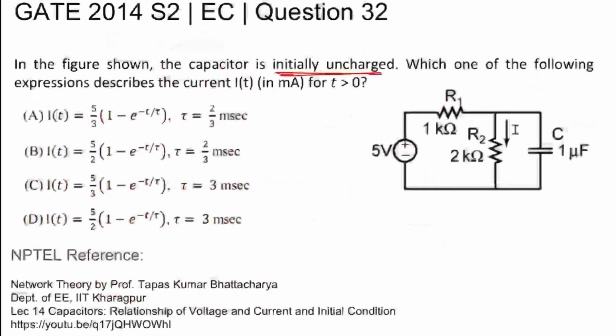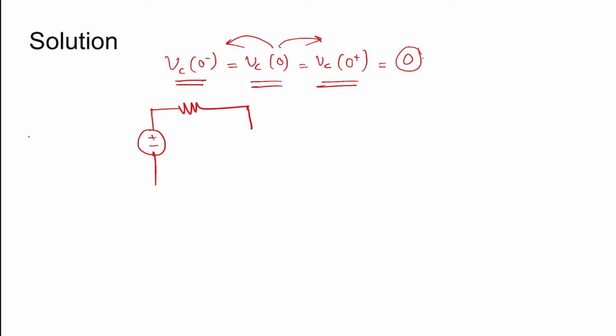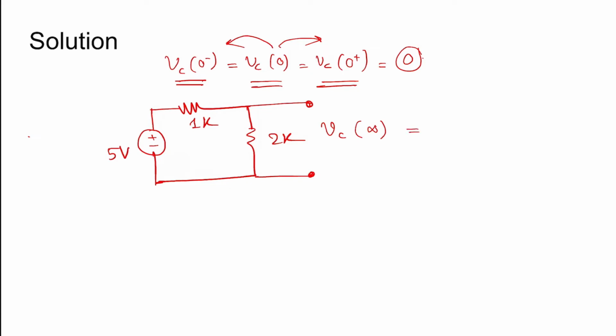So now see, drawing the configuration once again, the capacitor is behaving like an open circuit, which means that this is 2 kilo ohm, this is 1 kilo ohm, this is 5 volts, and hence at steady state this capacitor becomes open circuited. So Vc at infinity can be determined by the voltage division rule, which is 5 into 2 by 2 plus 1. The kilo and kilo will be cancelled and we will be left with 10 by 3, which is 3.33 volts.